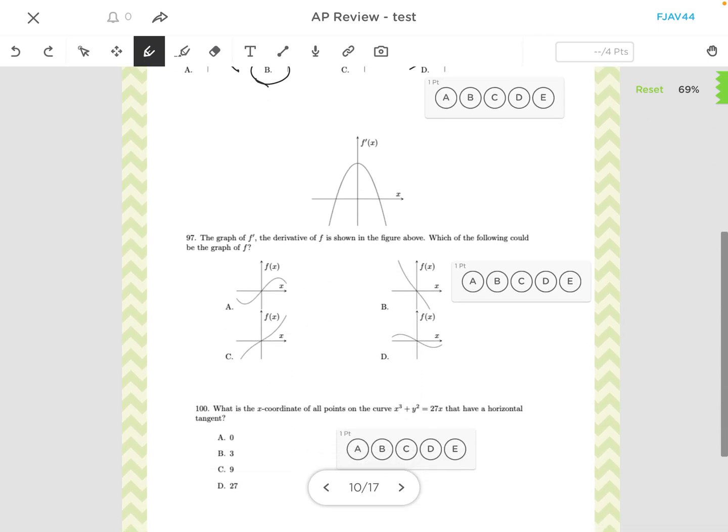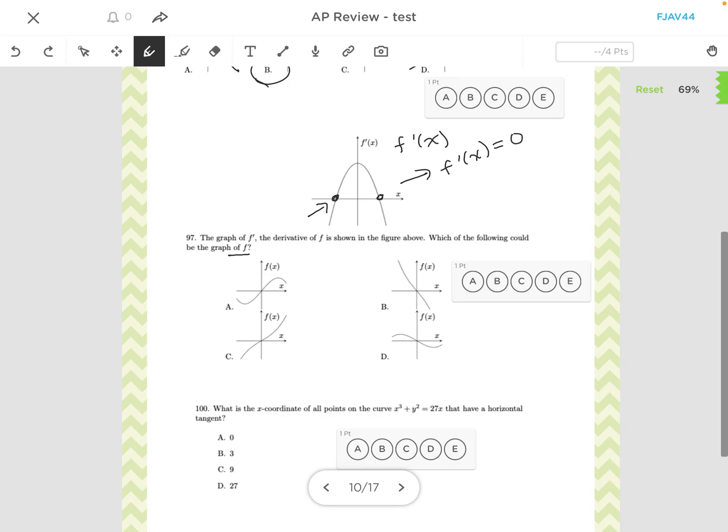Okay. Again, another graph problem. The graph of f prime is given here. I want to know which of the following could be the original graph f in my answer choice. There's a lot of ways to do it. First thing I do is look at my zeros. So notice there are two places where the first derivative is equal to 0. So that means on the original graph, you should see two horizontal tangent lines.